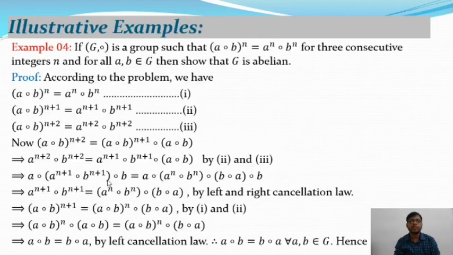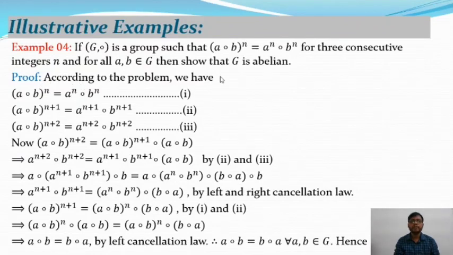So now we move on to the next problem on the order of a group. Let G be a group such that (a∘b)^n = a^n ∘ b^n for three consecutive integers n and for all a, b belongs to G. Then we have to prove that G is abelian. So here is the proof of the given problem.